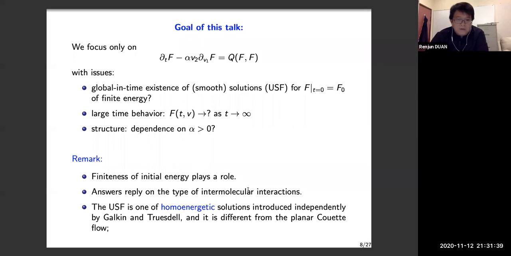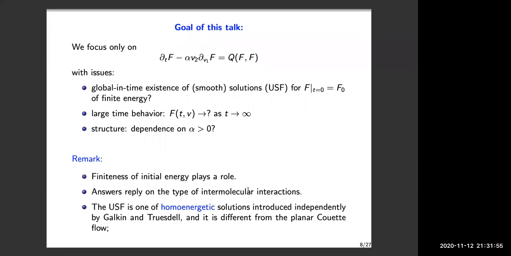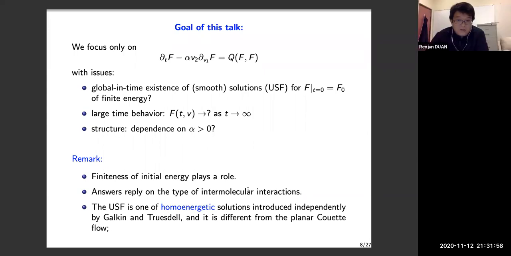And also we have to say that this kind of homogeneous solution, particularly this uniform shear flow that we are studying, is quite different from the planar Couette flow in kinetic theory. In that case, we have to consider the boundary. The rarefied gas is confined by two parallel planes, an upper plane and a lower plane, and these two planes are making relative motion with opposite velocity.